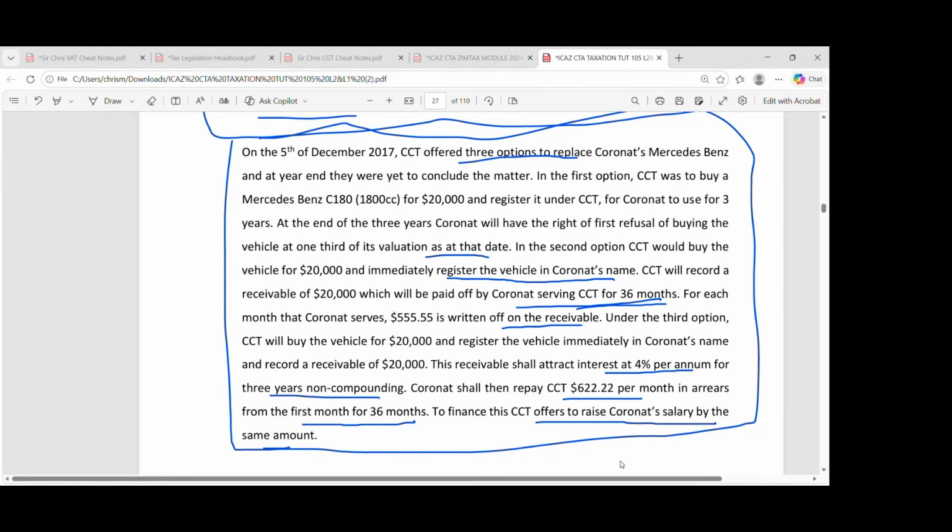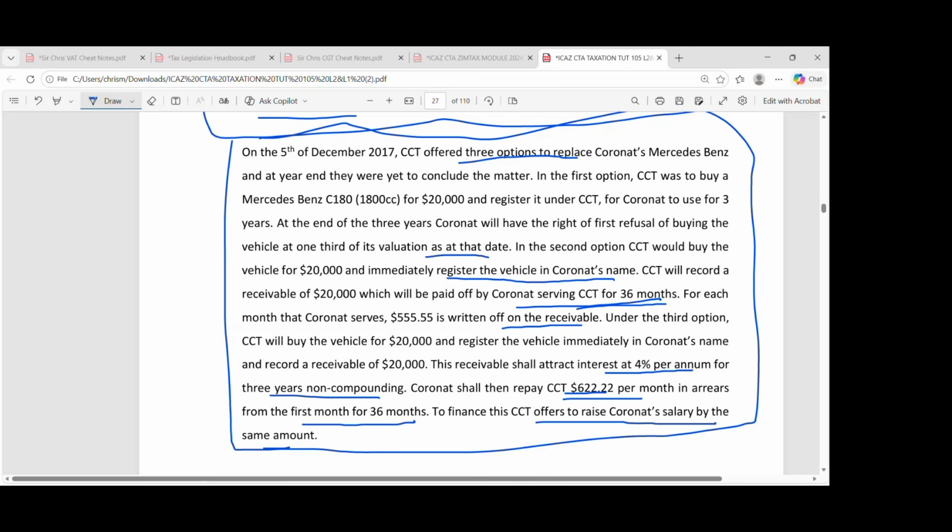All right. Colonat will then repay this amount. To finance this, CCT offered to raise Colonat's salary by the same amount. Please, let's not mix. He is the one who pays first. So let's start it from CCT's perspective, then from Colonat's perspective.